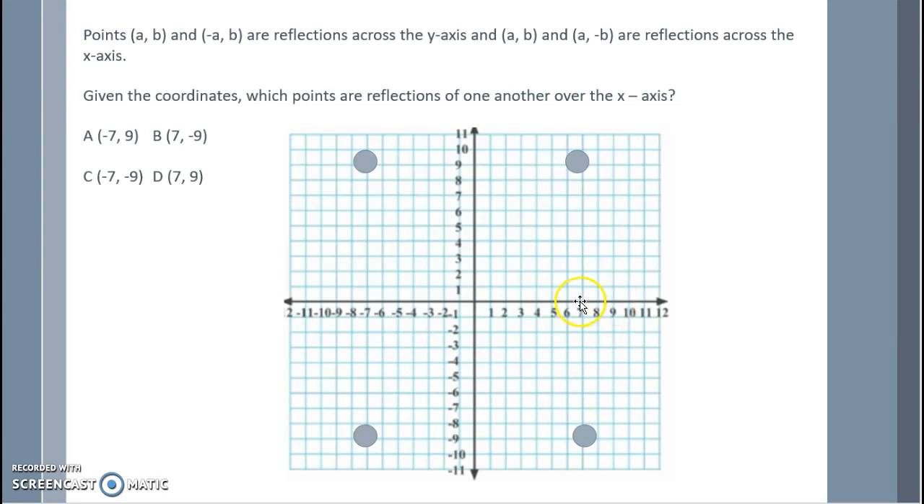Point B is (7, 9). So this would be a reflection over the y-axis. And these two could be a reflection over the x-axis. Further, the point (-7, -9), point A and C could also be reflections over the x-axis. So A and D are points over the x-axis.